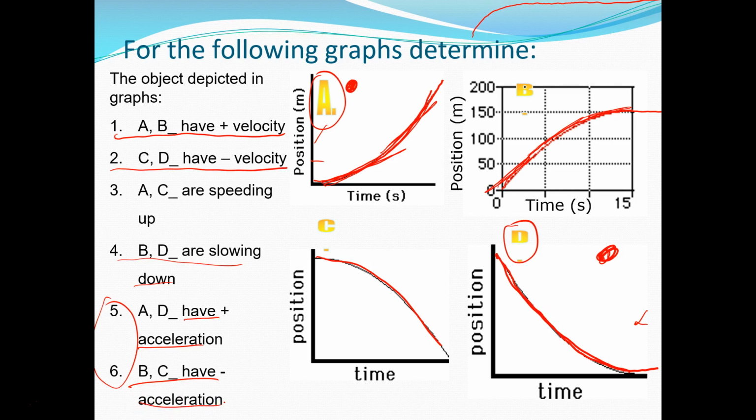Number 6 is asking us which ones have a negative acceleration, and that's going to be those graphs that look like a frowny face, which in this case is C and B. They look like a frown. In this case, C is our right half, and B is the left half of our frown.